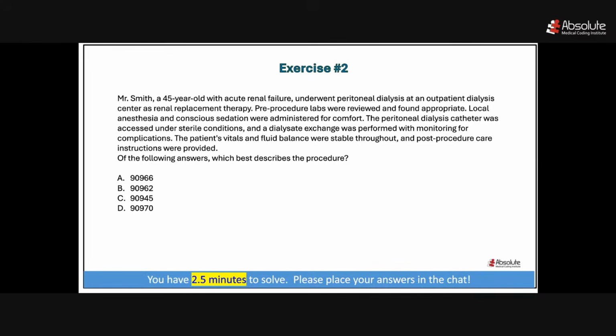And of the following, which best describe the procedure? And coders, again, you have 2.5 minutes to answer. Your time begins now. All the best.